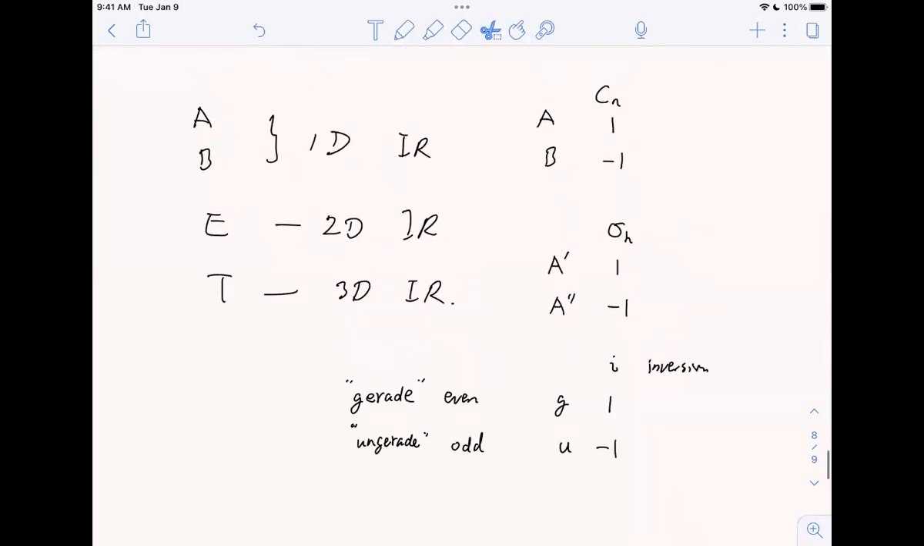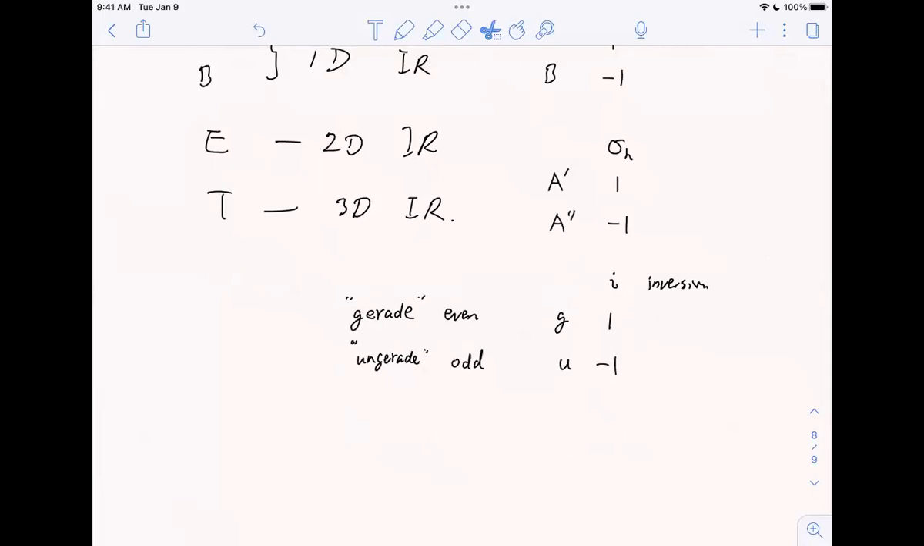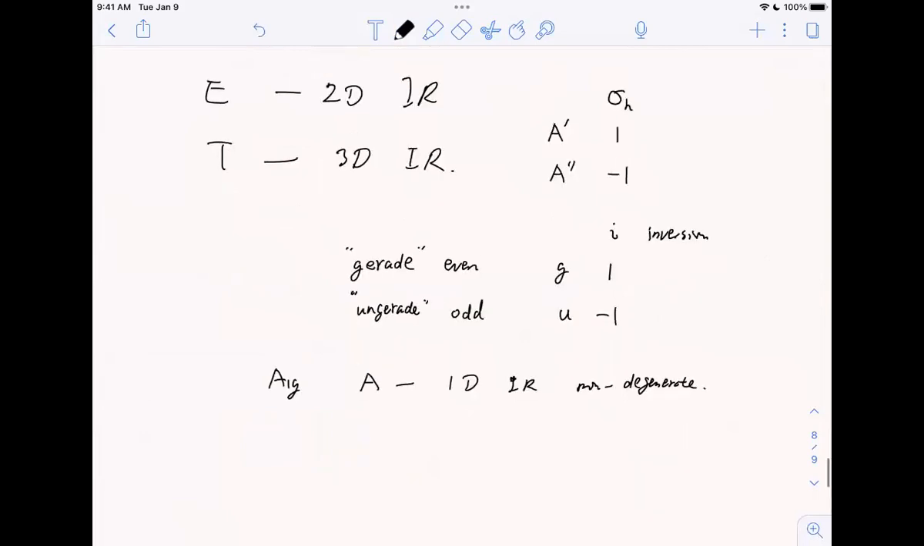For example, for MoS2, or whatever, let's say you see a phonon mode called A1G. What does it mean? If you read the paper, you see a phonon mode is an A1G mode. A means it's a 1D irreducible representation, which means it is non-degenerate. A1 is the name of the representation. G means it is even parity under inversion.